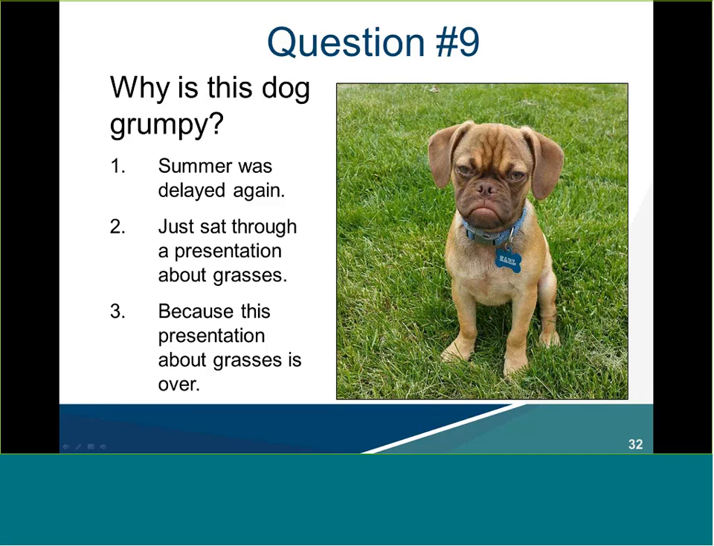Summer was delayed again. I don't know about you folks, but I think a couple of weeks ago we had snow, our Easter snow, and right now we have a lot of rain, though this weekend was plus 20, so I'd say 80 and above for folks in the States. And, of course, the trees didn't really know what to do, and neither did the people. Dairy Queen knew what to do. Also, number two, this dog is grumpy because it just sat through a presentation about grasses. And, of course, I'd love everyone to say number three, the dog is grumpy because this presentation about grasses is over.